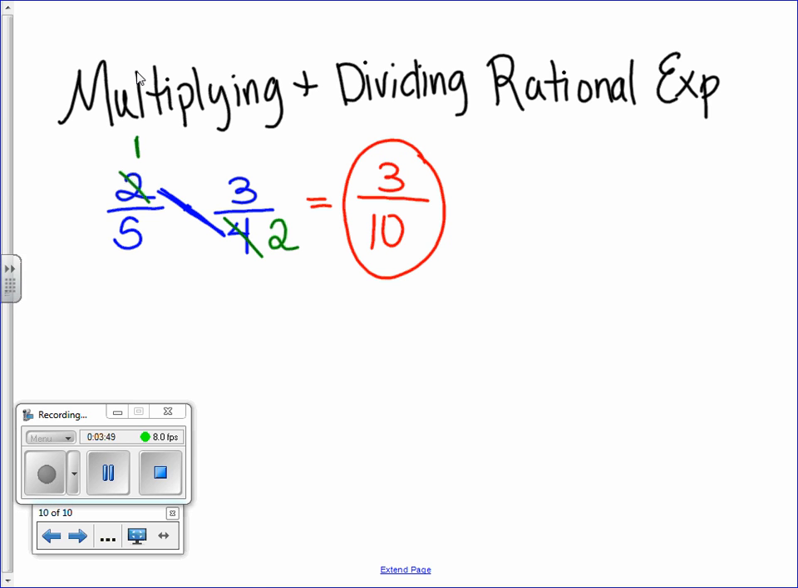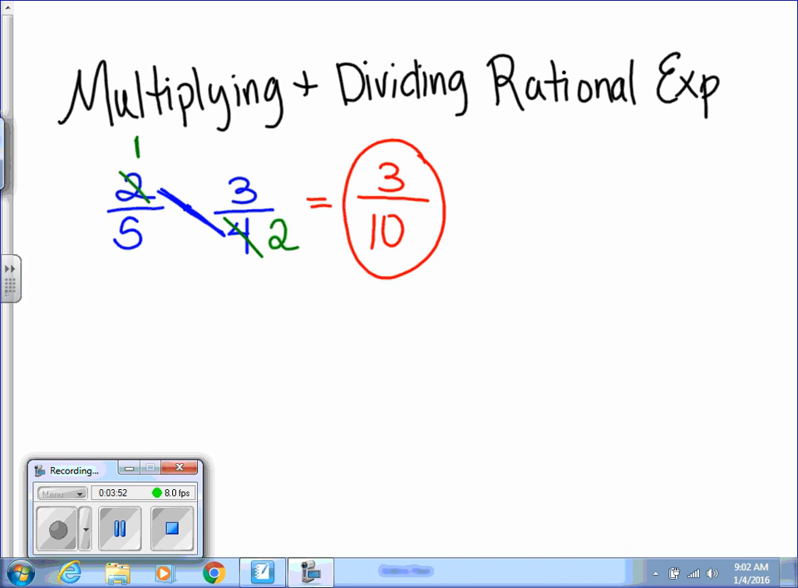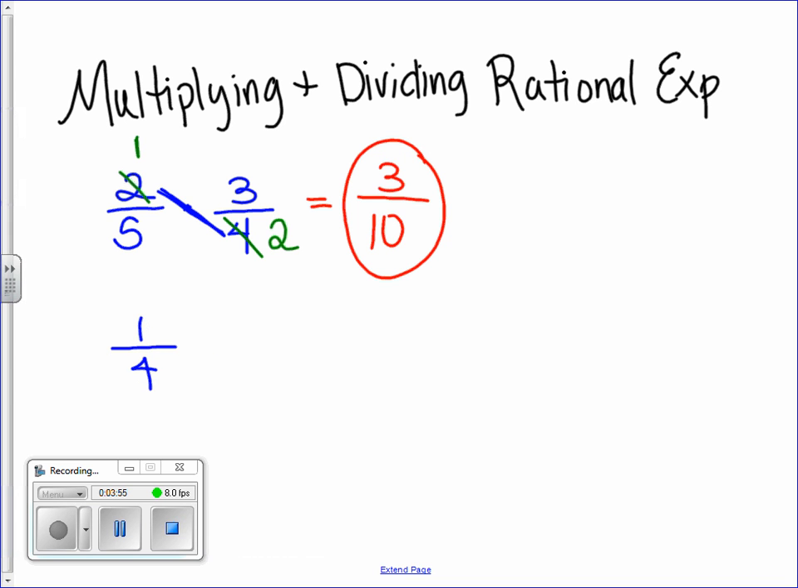Do you remember how to divide? 1/4 divided by 1/2. Remember how to divide fractions? Yes? What do you do? Not the opposite, the reciprocal. What's the reciprocal? You just flip and multiply. Get it? You see what I did there? Just flip and multiply.